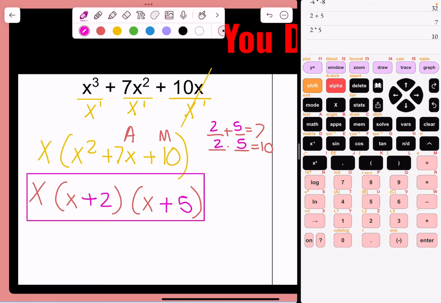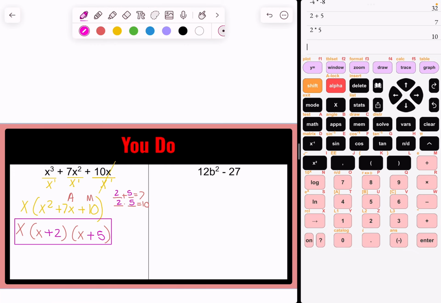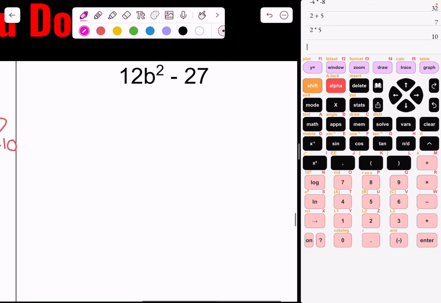Perfect. All right, let's look at the next one. All right, I see my smallest number is 12, but I cannot do 27 divided by 12. So let's think of the numbers that multiply to 12. 1 and 12, 2 and 6. 27 doesn't divide by 6, 3 and 4. 27 doesn't divide by 4, but 3 does work.